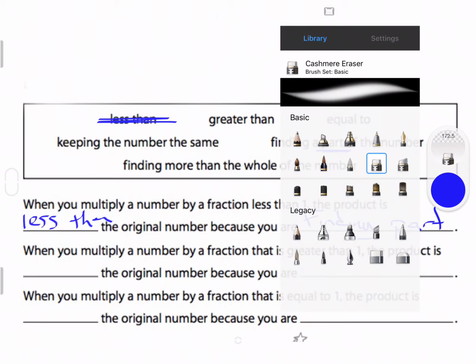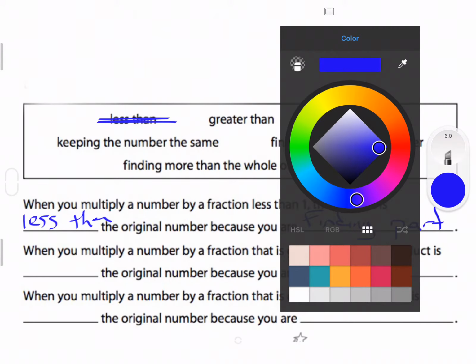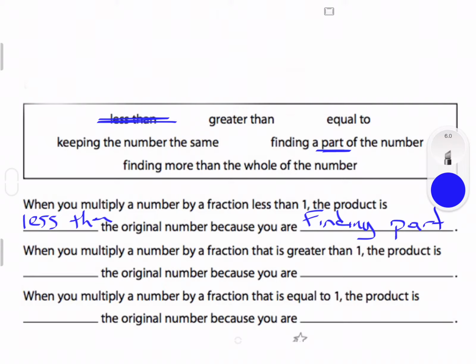Next we have the second part, and it says when you multiply a number by a fraction that is greater than 1, the product is blank the original number because you are blank. So it's the same thinking. Start plugging in numbers that match the words and see if you can make sense of it. So you're going to multiply a number. Here's the number, 2. We're going to multiply it by a fraction that is greater than 1. Let's say 3/2. So 2 times 3/2. We're going to end up with an answer of 6/2 or 3.